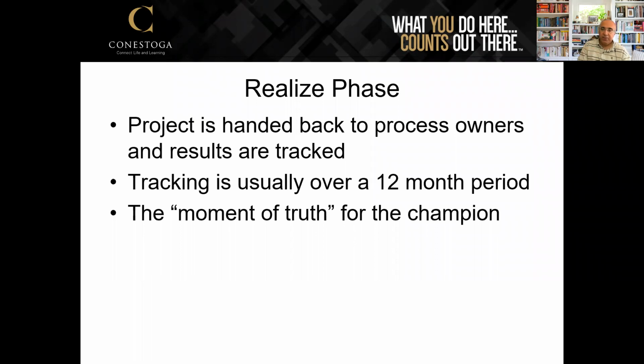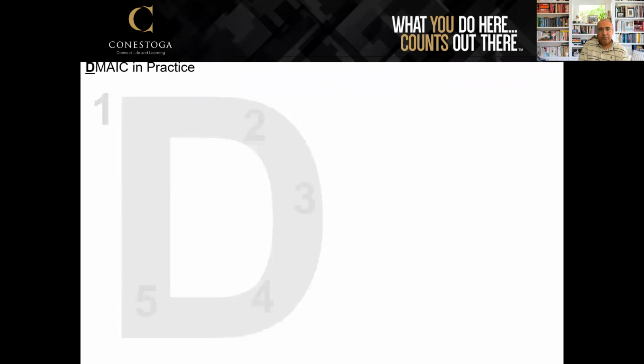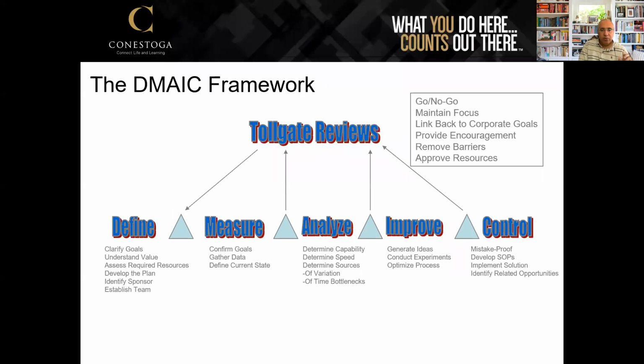And usually you track it. You want to make sure your time and effort is not wasted. You will track it for around 1 year, 12 months. You're going to follow through. Are they doing it the way you recommended or not? Right? So that is the realize phase. You don't work on the project anymore. You're finished, but you should be monitoring it to make sure that they follow the new process. So that is also going to take some of your time every month. So that was just again an overview of define, measure, DMAIC.